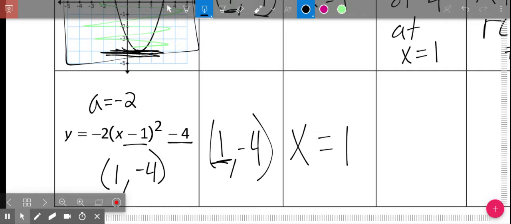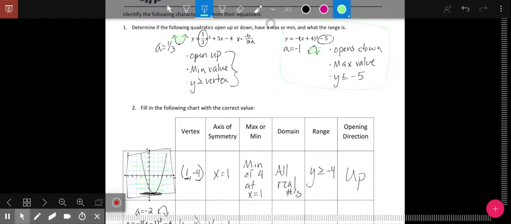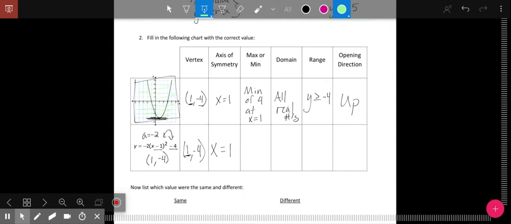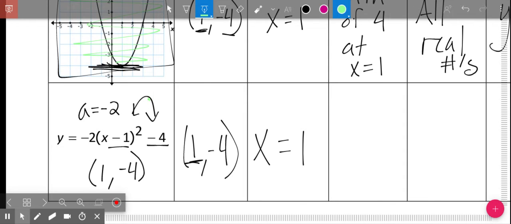Since it's a negative, that means it's going to open down, just like we talked about up here. So since my graph opens down, that means the vertex is at the very top. So since my vertex is at the top, I know that's a max value.